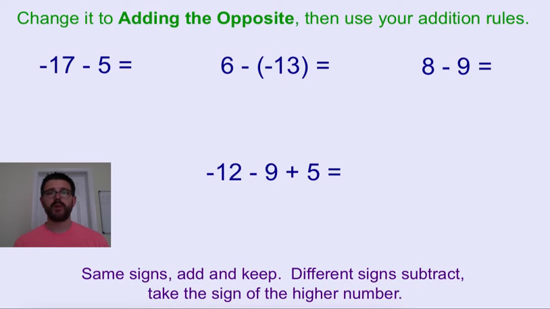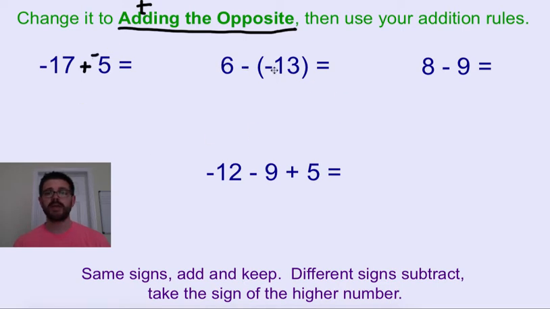So if you remember from our integers unit, we had our rule. Instead of keeping it as subtraction, we're going to rewrite it as adding the opposite. So we're going to change subtraction to addition, and the next number is going to become its opposite. It's going to switch its sign. So here, negative 17. First number stays the same. Subtraction becomes addition. The next number becomes its opposite.